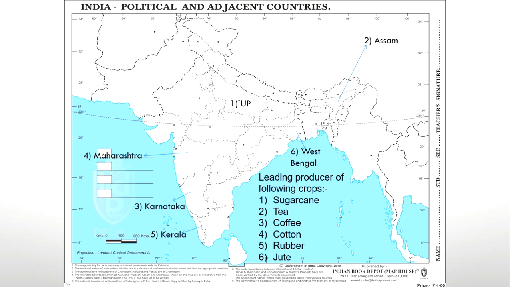Some tips which you all have to follow during the time of exam for map work. Use a sharp pencil, mark with a proper symbol, write neat labels, practice on an outline map of India so that the more practice you do, the more scoring chances you will have. That's all from chapter 4, Agriculture Map Work.